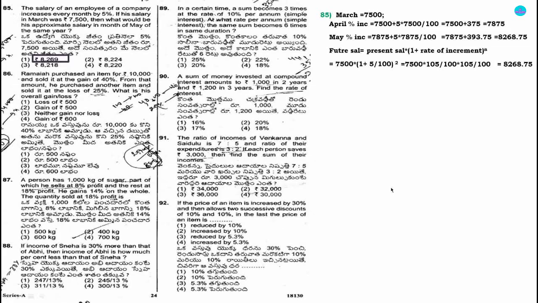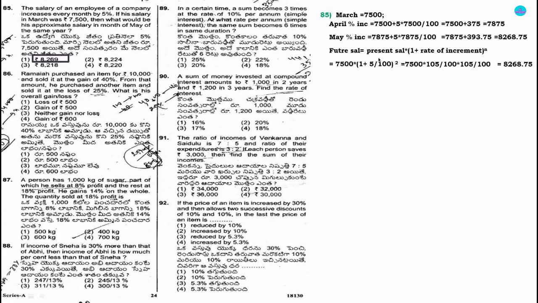Then in May also it increases 5% on this. So 7875 plus 5 into 7875 by 100. So you will get 8268.75. So we have to take the approximate answer. So 8269. Option 1, 8269. Now this is the formula. Like this also you can do.